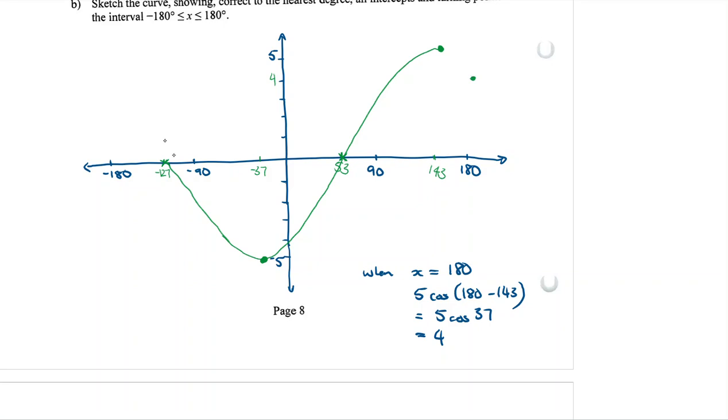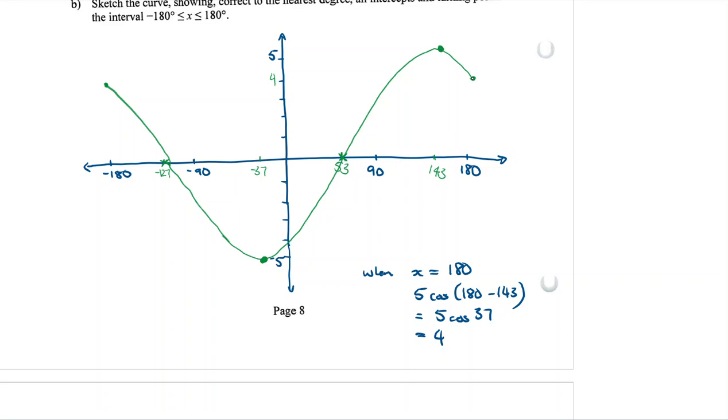So 4, and then on the negative 180, because it's symmetrical, it will also be back up here at 4. That's not the top, so don't make that look like a turning point up there. It would keep going a little bit further, and this one will come back down to here.